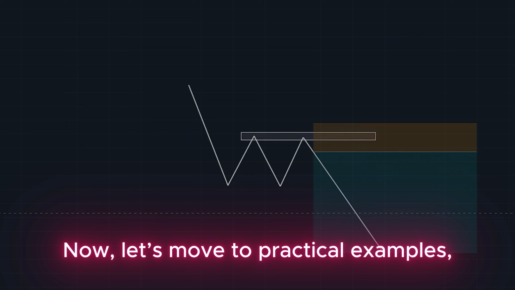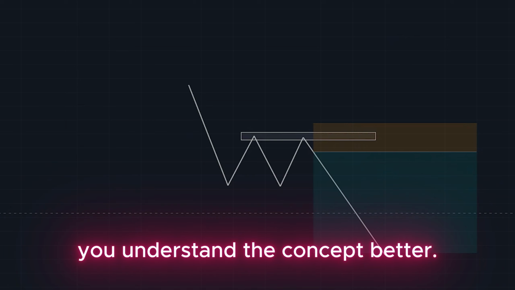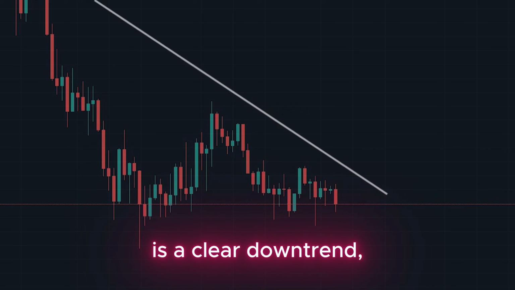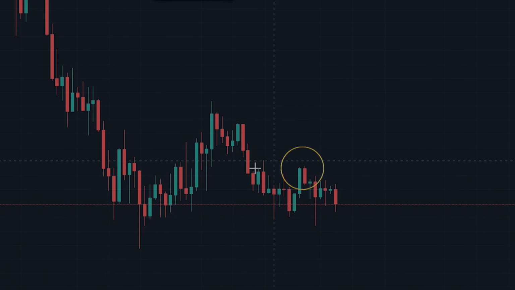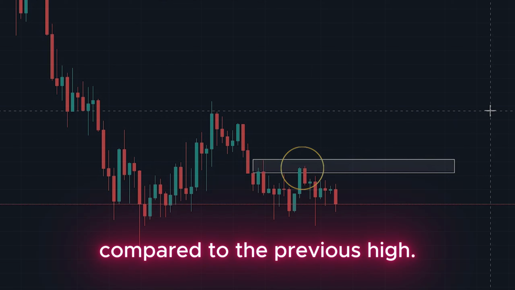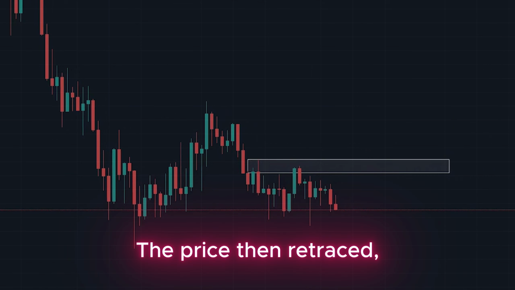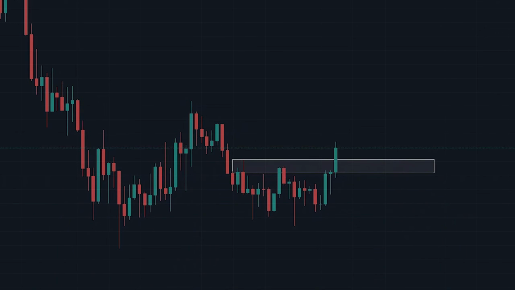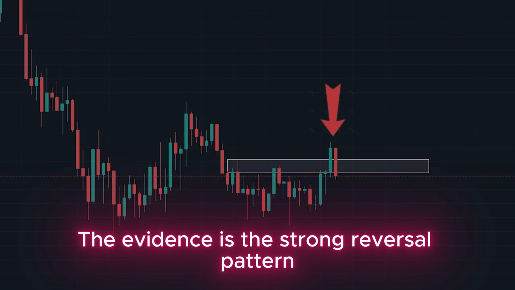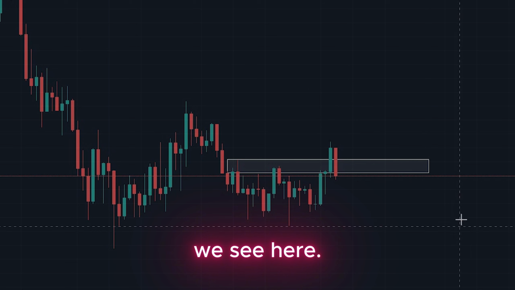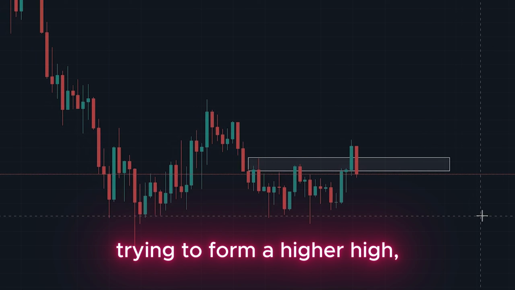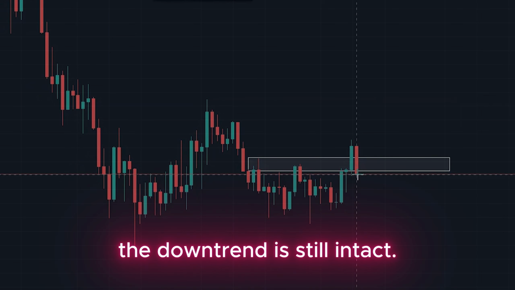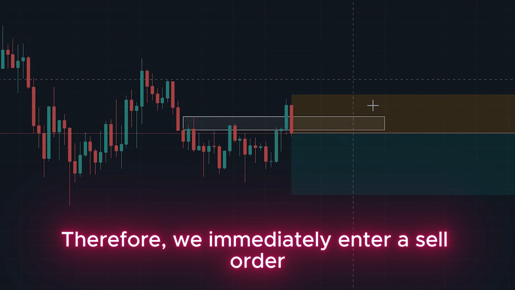Now, let's move to practical examples, because practice helps you understand the concept better. We can easily observe that the current trend is a clear downtrend, where the price has formed a lower high compared to the previous high. The price then retraced, attempting to break this high, but it failed. The evidence is the strong reversal pattern we see here. The price retraced again, trying to form a higher high, but it failed once more. This is a confirmation that the downtrend is still intact. Therefore, we immediately enter a sell order.